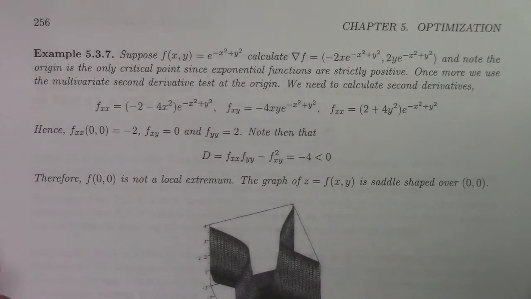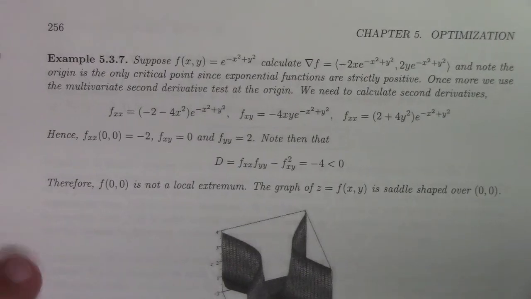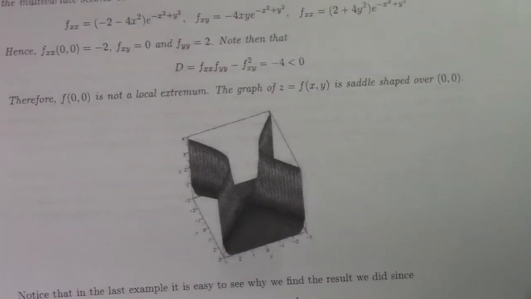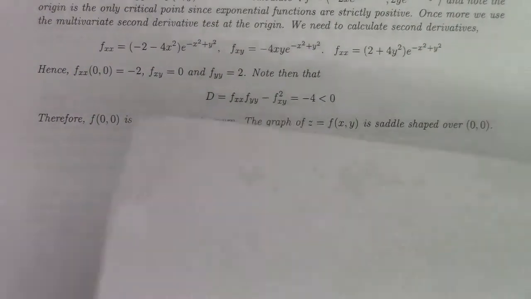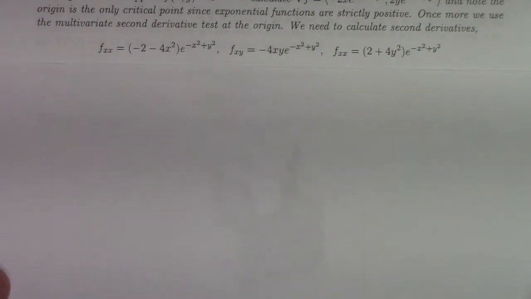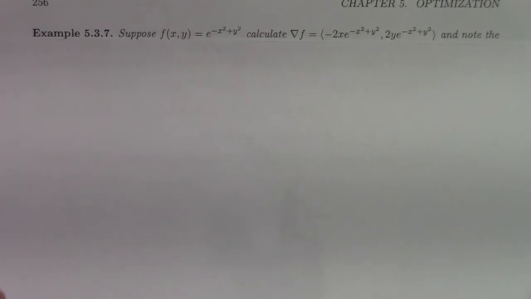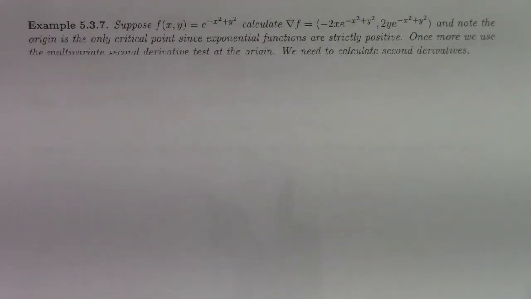So again, the structure of these examples is all the same. You have a function, you're trying to find local maxes and mins, so the thing you do to start with is you calculate the gradient, you set the gradient equal to 0, and that tells you what the critical point is. This one, you have an x and a y multiplying an exponential. The only way that can be 0 is for both x and y to be 0. So in other words, the origin is the only critical point here.